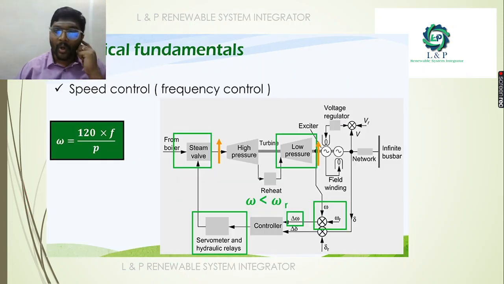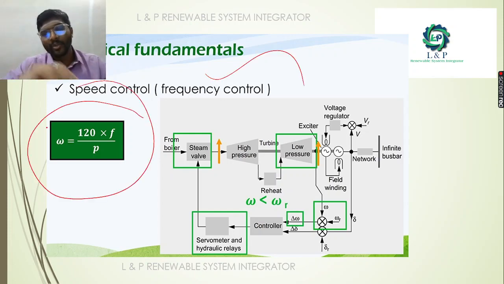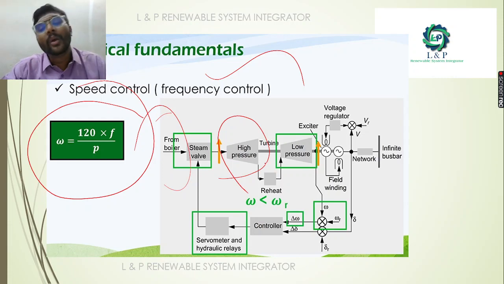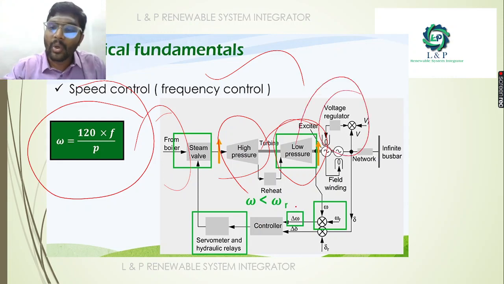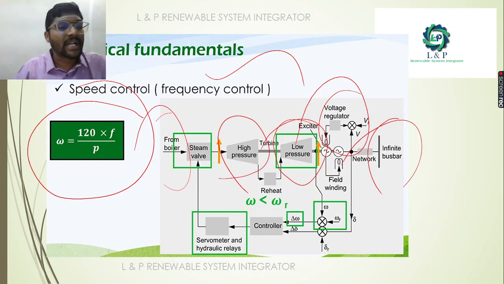Okay. So in order to do the speed control, which means the frequency control, we are using this formula concept. We have so many parameters. It is from the turbine, the steam valve. We are making it high pressure, and we are trying to run the turbine. When it crosses through the turbine, the high pressure is getting reduced to low pressure. Then with the help of the exciters, we are trying to generate the voltage, and in order to regulate the voltage, we are using the voltage regulators, and it is connected with the network and the infinite bus bar. So this is how basically the things are happening. In order to control the exciter speed and also the steam valve opening and closing, we are using the controllers, servo motors and hydraulic plates.